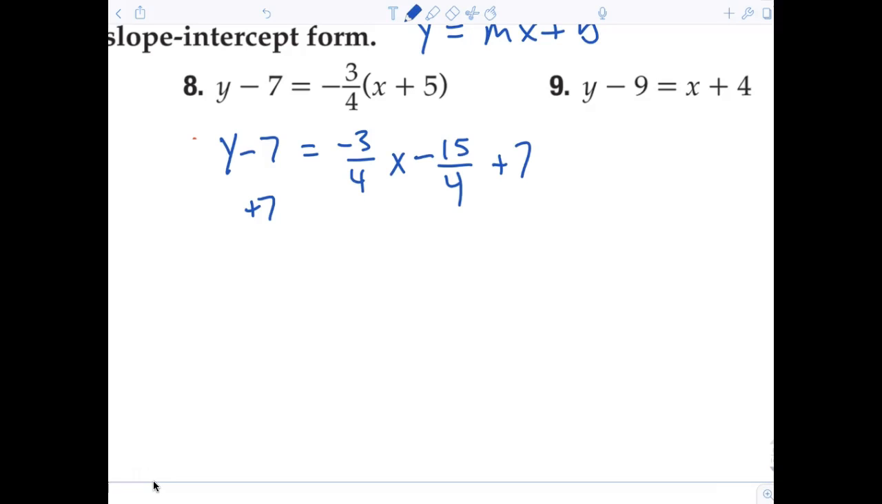And what happens to the minus 7 and the plus 7? They cancel. So now I have y equals negative 3/4 x. Now, 7 is how many fourths? Thank you. Does anybody else have any issue with that? Because you make it 1, right? So this becomes 28/4. So negative 15/4 plus 28/4 is what? 13/4.